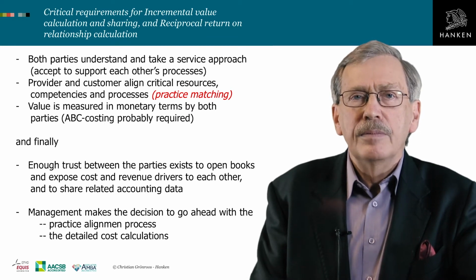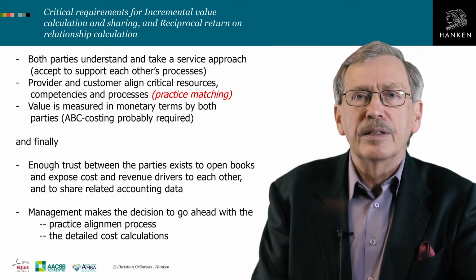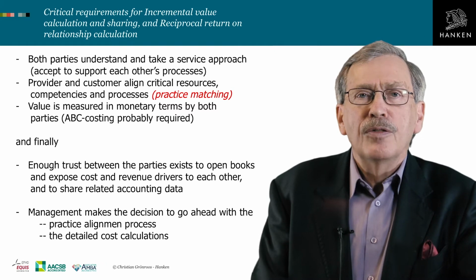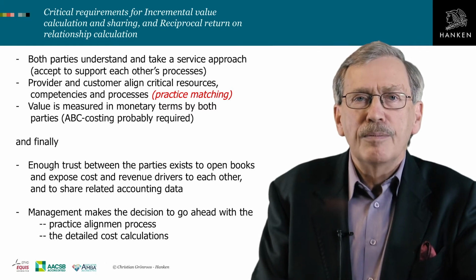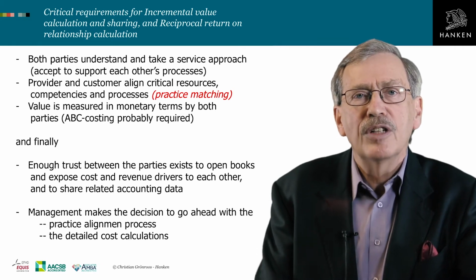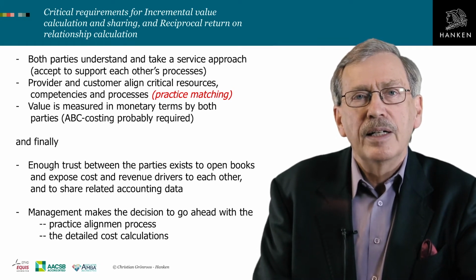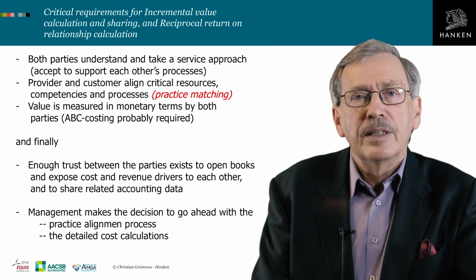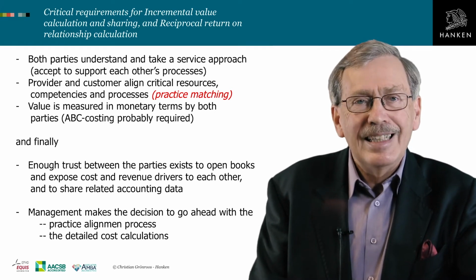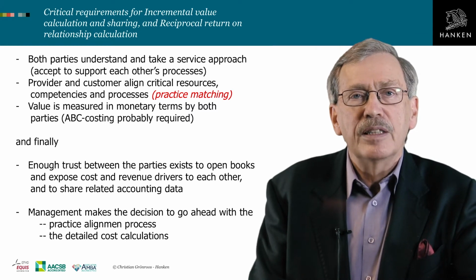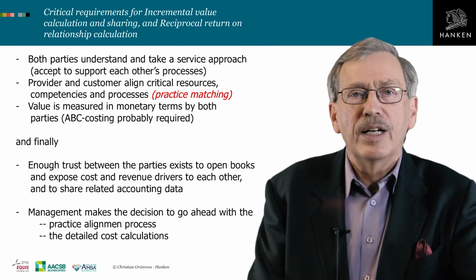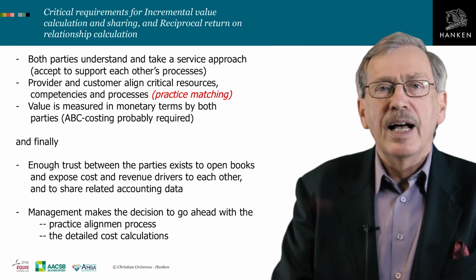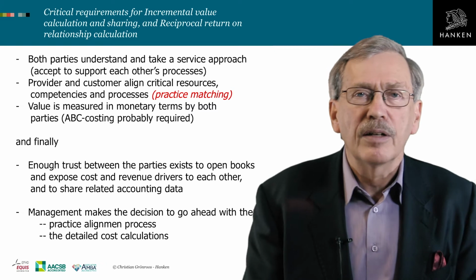And finally, there must be enough trust between the parties in order for this to function. There must be enough trust for them to open books and expose cost and revenue drivers to each other and to share related accounting data. This trust must be there. And then, given the trust, management must make the decision to go ahead with this, go ahead with first the practice alignment process and then the detailed cost calculations.